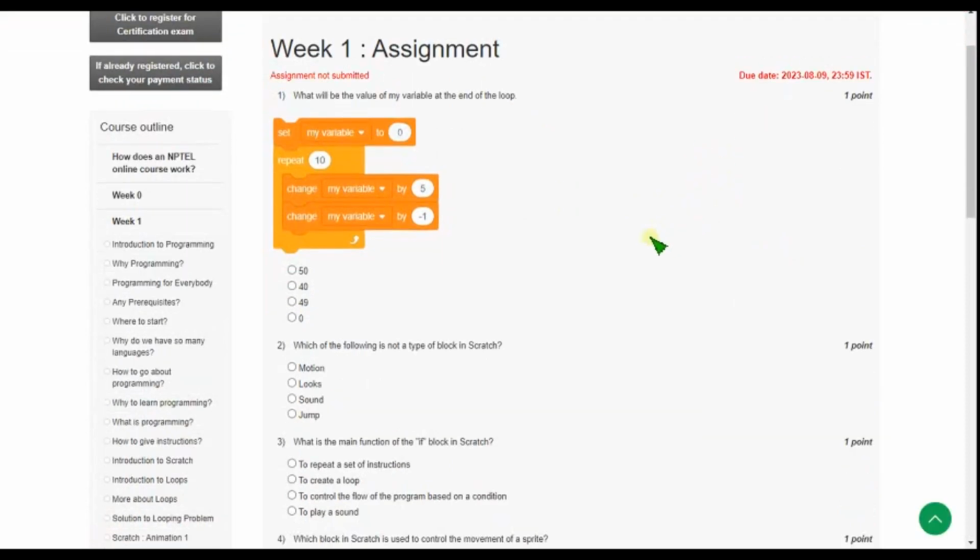So now let's see the week 1 assignment of this course. So friends, I hope every solution I am going to give is 100% correct, but if you feel there should be any changes, please give me your suggestion in the comment section so that we can once again check that. But I hope every solution is almost correct, guys. So now let's see the first question. What will be the value of my variable at the end of the loop?